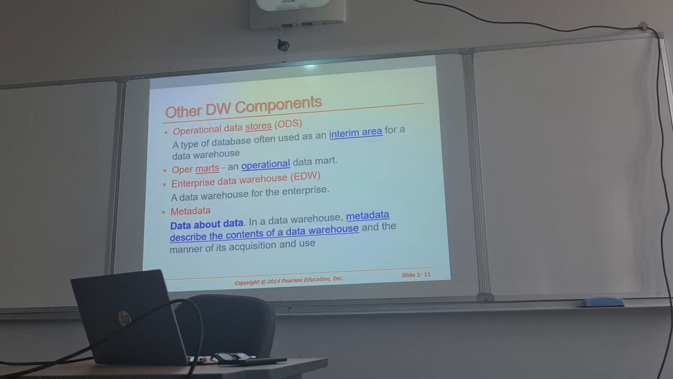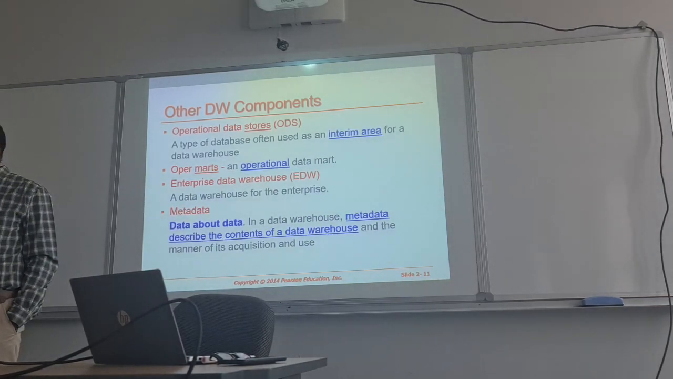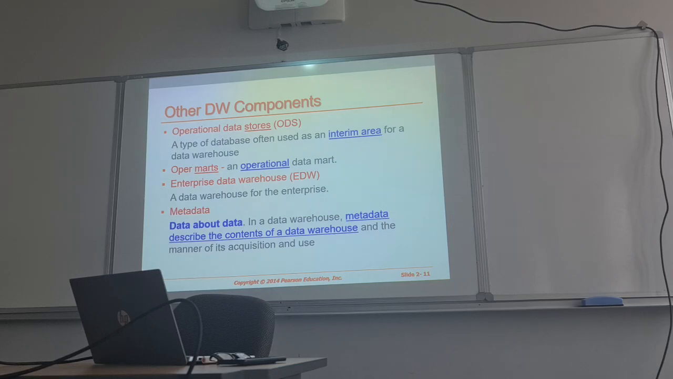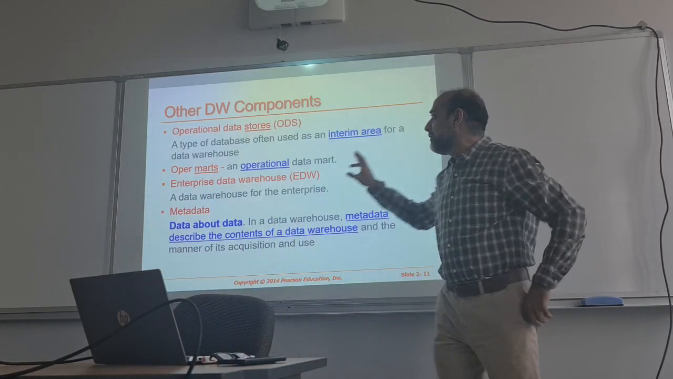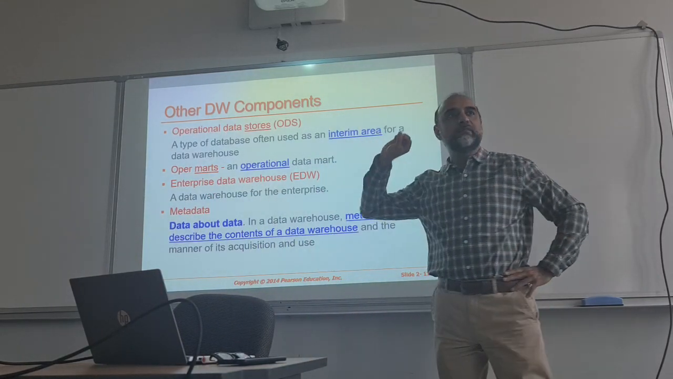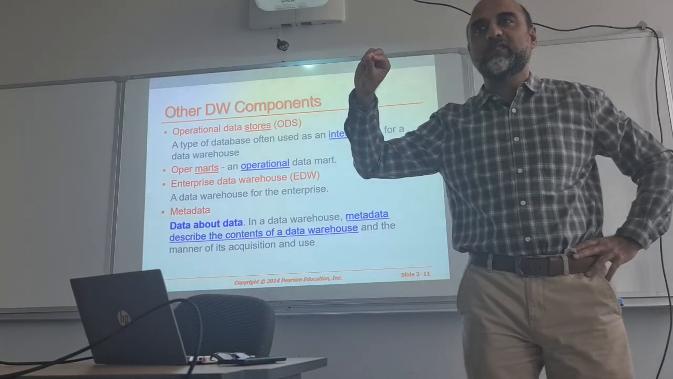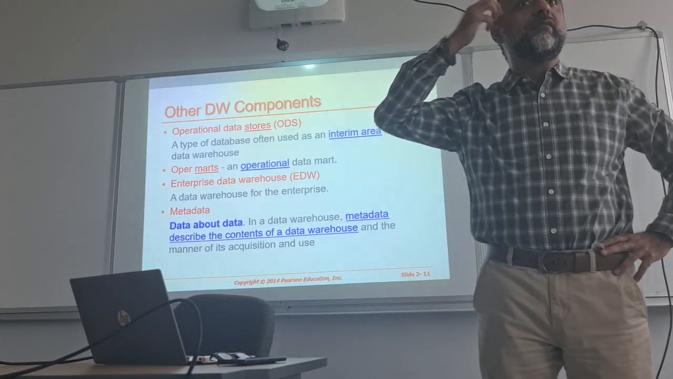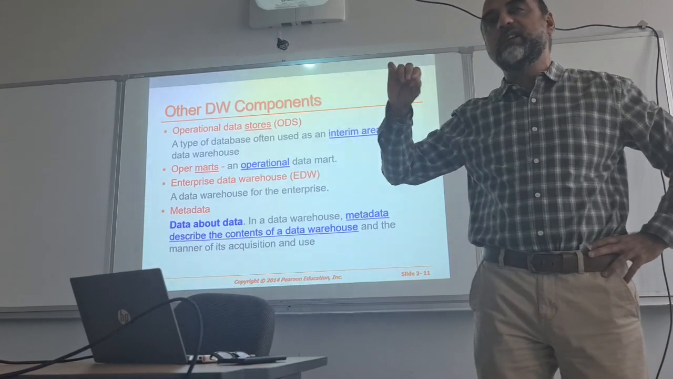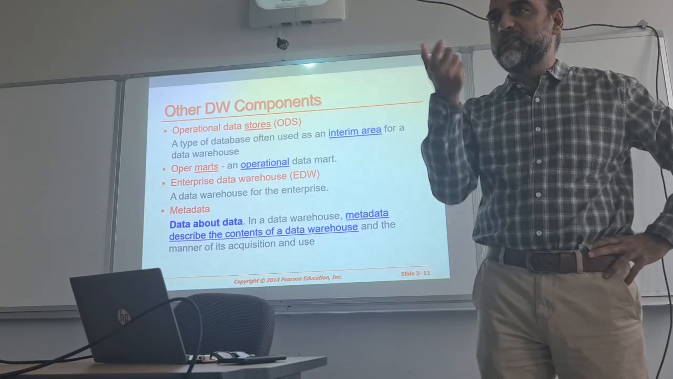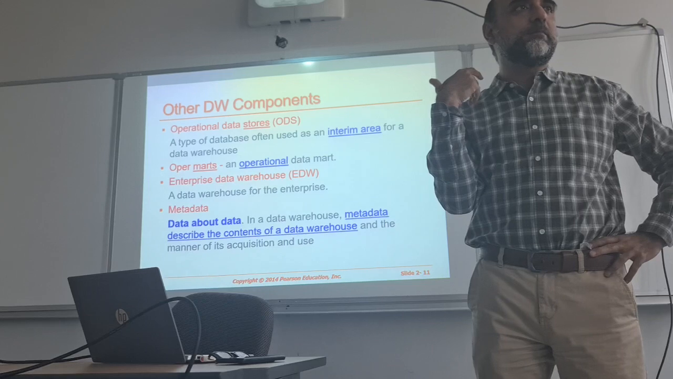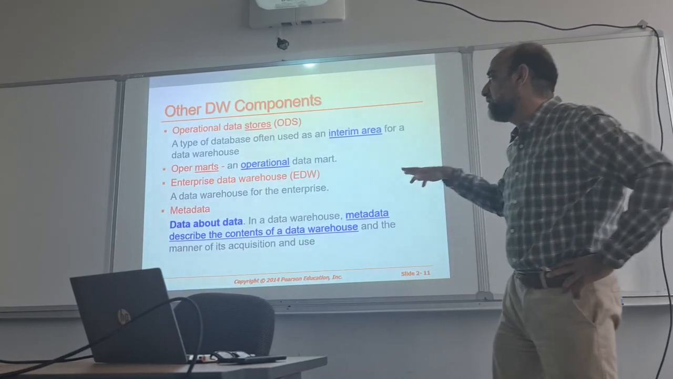So operational data stores are those temporary things. When you're bringing the data in and preparing the data, you want to have some temporary place which is not affecting the originals. So data stores are types of databases that are used as an interim area for the data warehouse. Interim is always temporary. When you're moving from one state to another, you use these operational data stores to process, make sure that you test it, see that it is correct, then you put it in the place that you like.